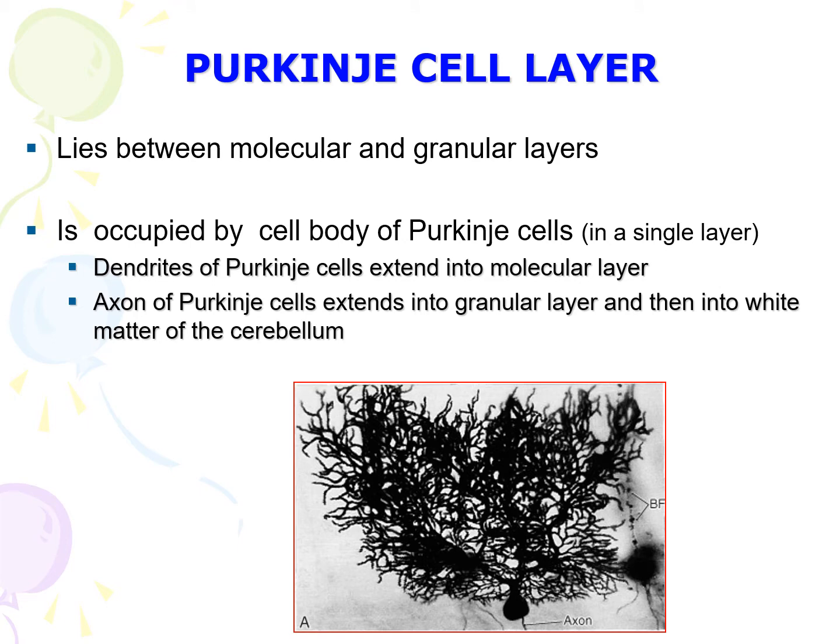The Purkinje cell layer is a very thin layer located between the molecular and granular cell layers. It is occupied only by the cell bodies of Purkinje cells, not by the dendrites and axons of Purkinje cells, because the dendrites of Purkinje cells are located in the molecular layer, whereas the axons of Purkinje cells extend down into the granular layer.